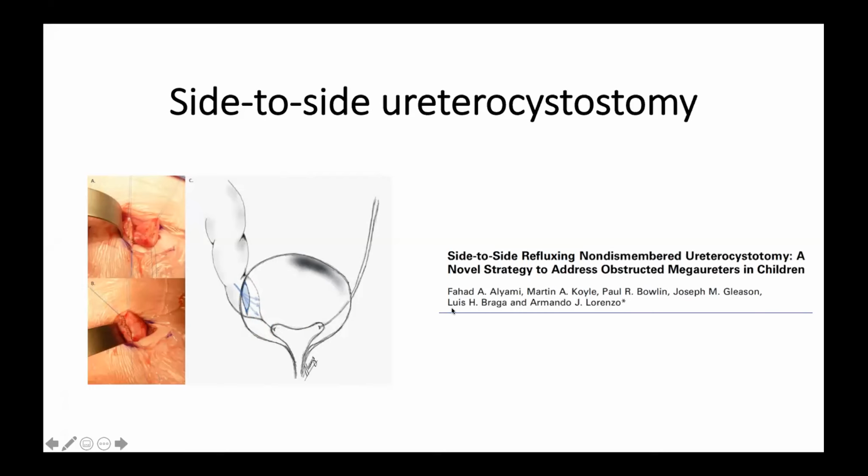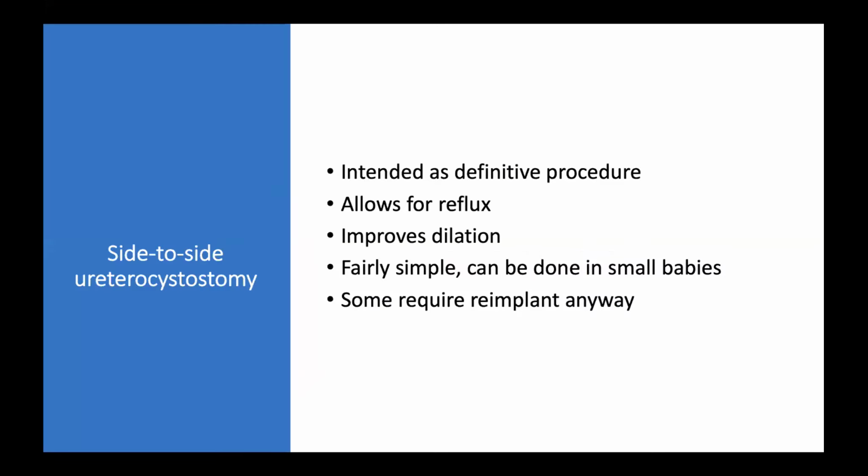I think the average age of patients in this study was 3 months. Babies go home very quickly. They sometimes get UTIs, as always, but this is intended as a definitive procedure. So the Toronto group has no intention of going back to do a reimplant in these kids. It allows reflux and the dilation goes away. But some of these babies do go on to require a definitive reimplant anyway, because they have recurrent infections from their reflux. And some of them also get stenosis of the anastomosis and get recurrent obstruction.